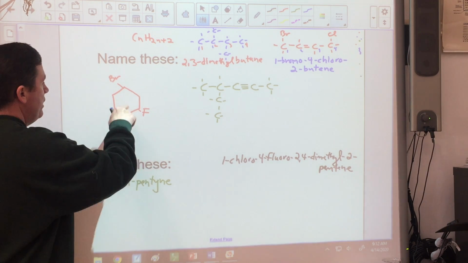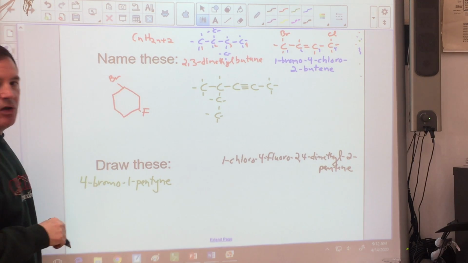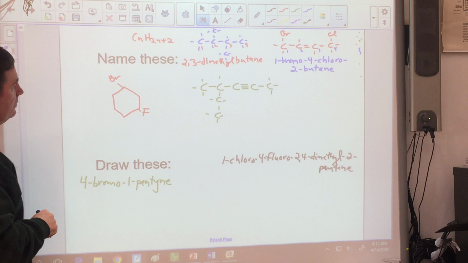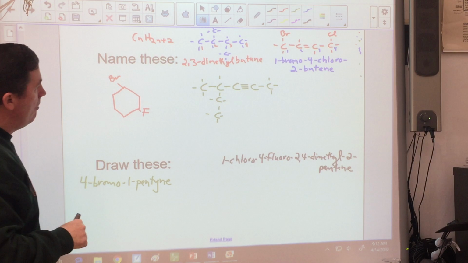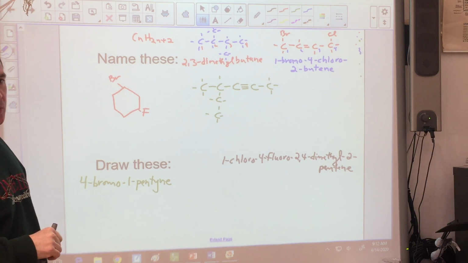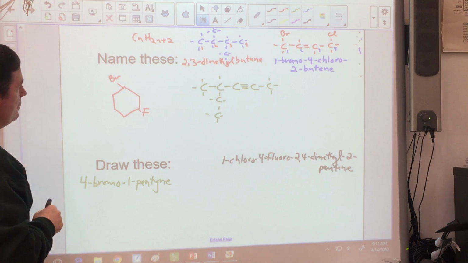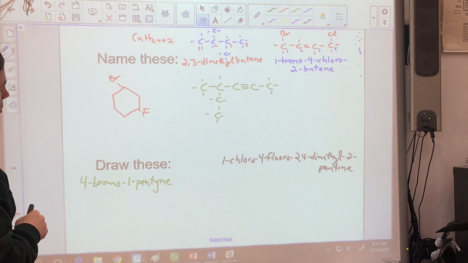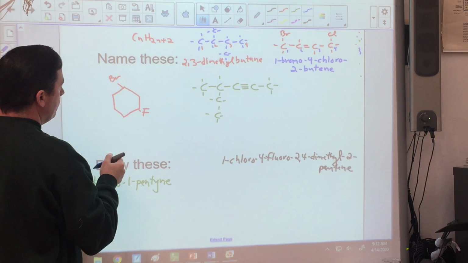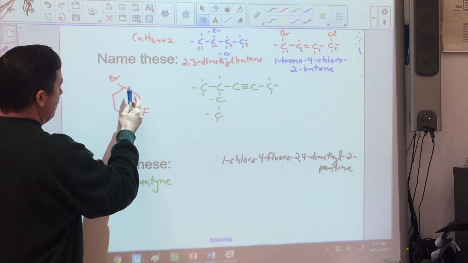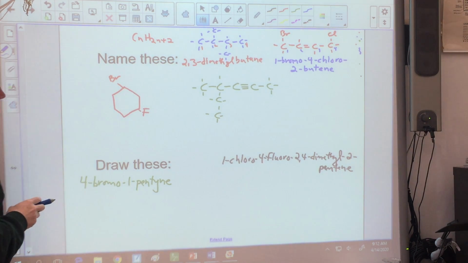Let's try this one. This is a cyclic. We call it an aromatic hydrocarbon. We do have a couple of substituent groups, a couple of halogens here. So this is a halogen substituent group. So what do we have here? How many? First of all, 1, 2, 3, 4, 5, 6. All right, so I've got 6.